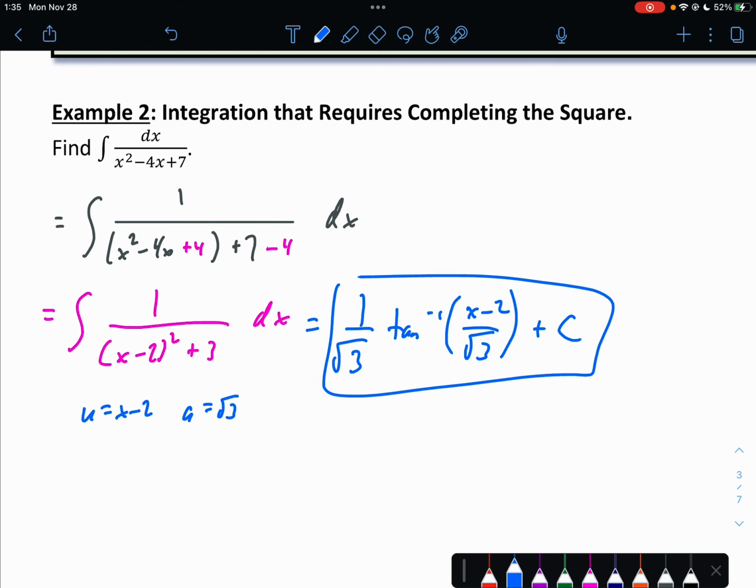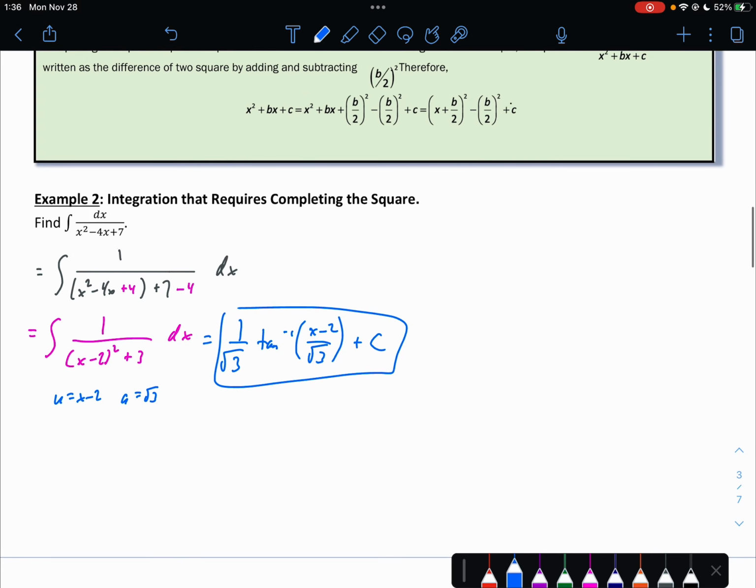All right, the next slide, I do have another one very similar to this. It's a little bit more complicated, though, for 2 reasons. 1, it has a negative leading coefficient, and 2, it's a sine inverse. So if you want to pause the video at this point and try the next example on your own, you're welcome to do so. If not, you can follow along as I walk through it.